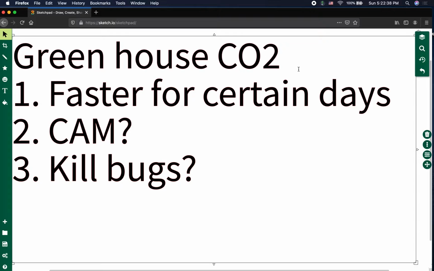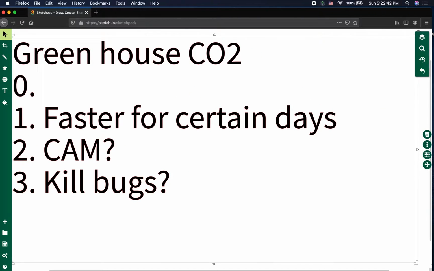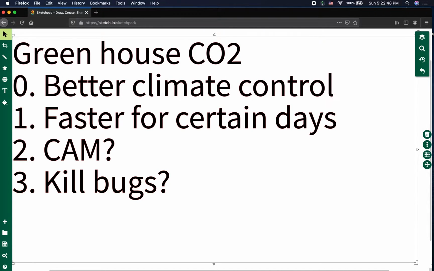One benefit that I forgot to list is better climate control. And we could do that because CO2 absorbs heat, so you could pump in more CO2 to make it hotter or cooler, depending on the day. Not only could you make it hotter or cooler, you could also do other, more complicated climate controls.